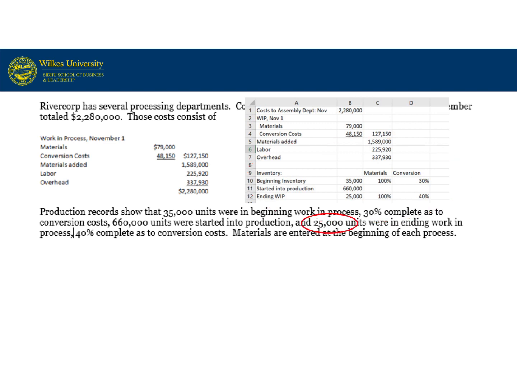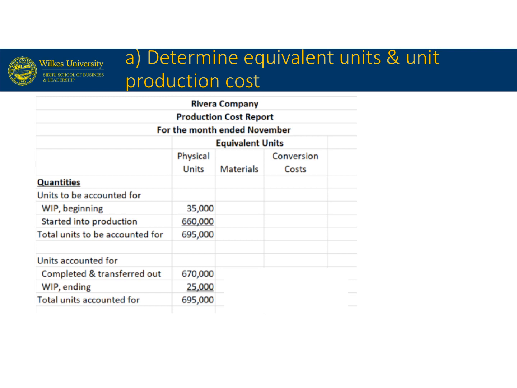Remember this 25,000 units in ending work in process inventory. We're going to use that in a minute. Now to do the production cost report. Part A is to determine the equivalent units and the units of production cost. As I said, I like to set up the problem like a production cost report. So let's first figure out equivalent units.